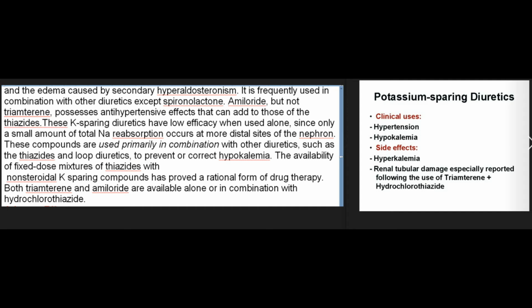These K-sparing diuretics have low efficacy when used alone, since only a small amount of total Na reabsorption occurs at more distal sites of the nephron. These compounds are used primarily in combination with other diuretics, such as the thiazides and loop diuretics, to prevent or correct hypokalemia. The availability of fixed-dose mixtures of thiazides with nonsteroidal K-sparing compounds has proved a rational form of drug therapy. Both triamterene and amiloride are available alone or in combination with hydrochlorothiazide.